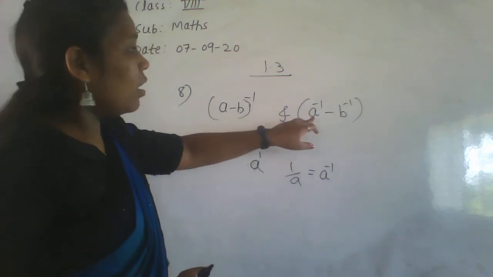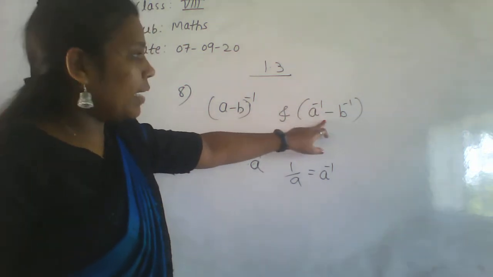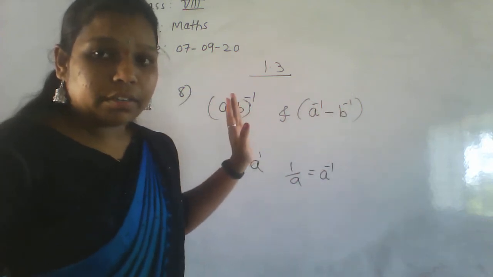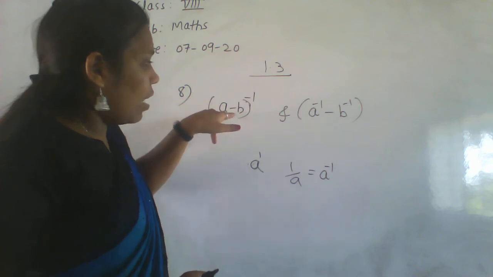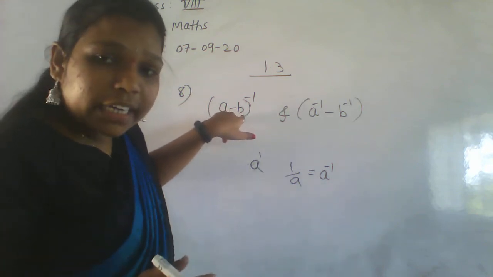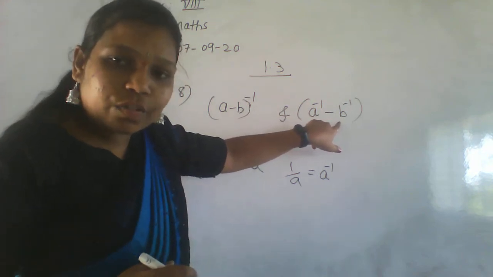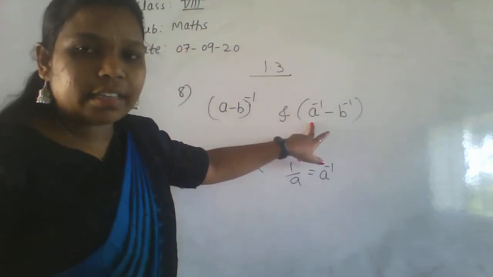Next one is a inverse minus b inverse. A inverse minus b inverse. Here, in the earlier one, after the subtraction they are putting the inverse. Here first they did the inverse, after that they are subtracting the values.